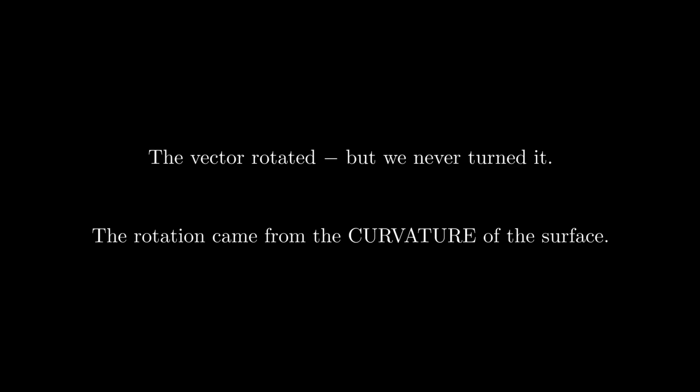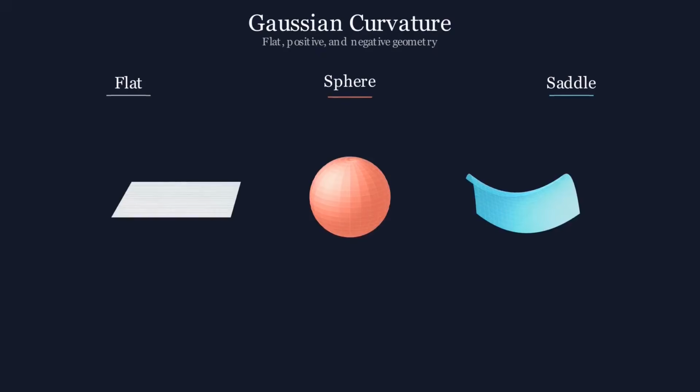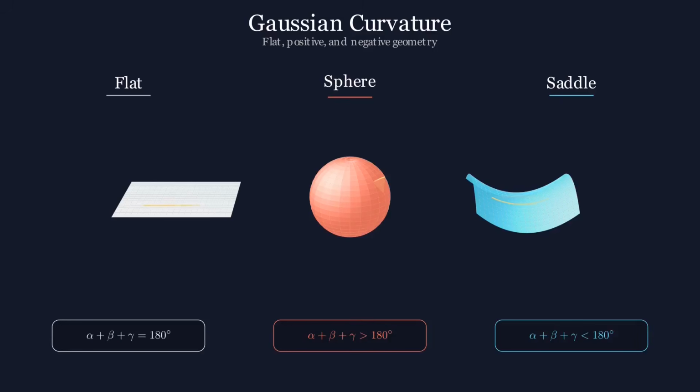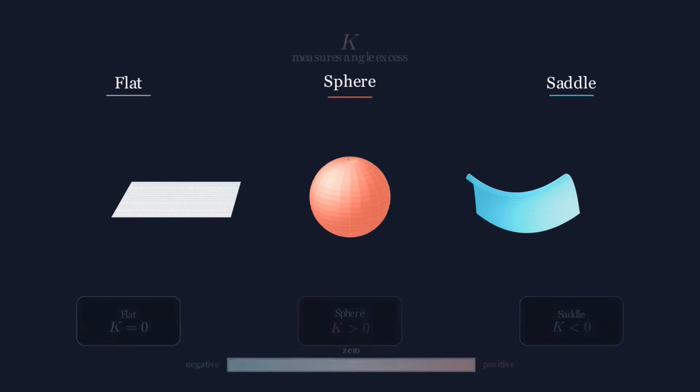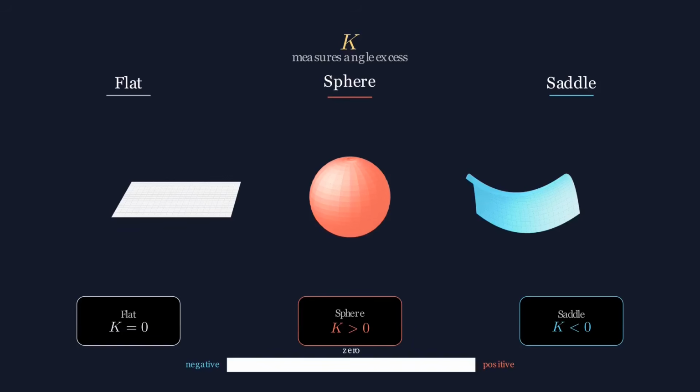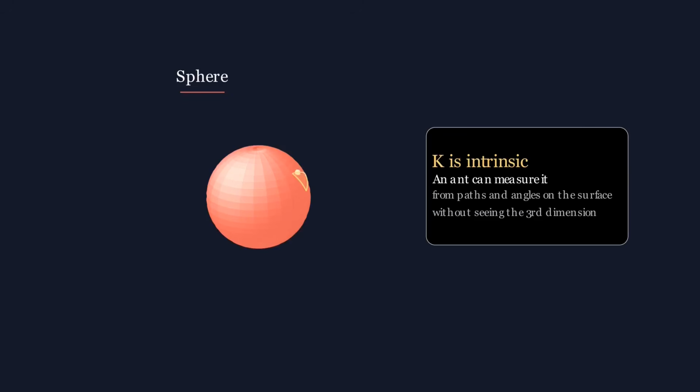Here is where it started. Here is where it ended. The rotation did not come from us turning the vector. It came from the geometry of the surface itself. Here we see 3 fundamental surfaces of geometry. On the left, a perfectly flat plane. In the center, a sphere curving outward. And on the right, a saddle surface curving in opposite directions.